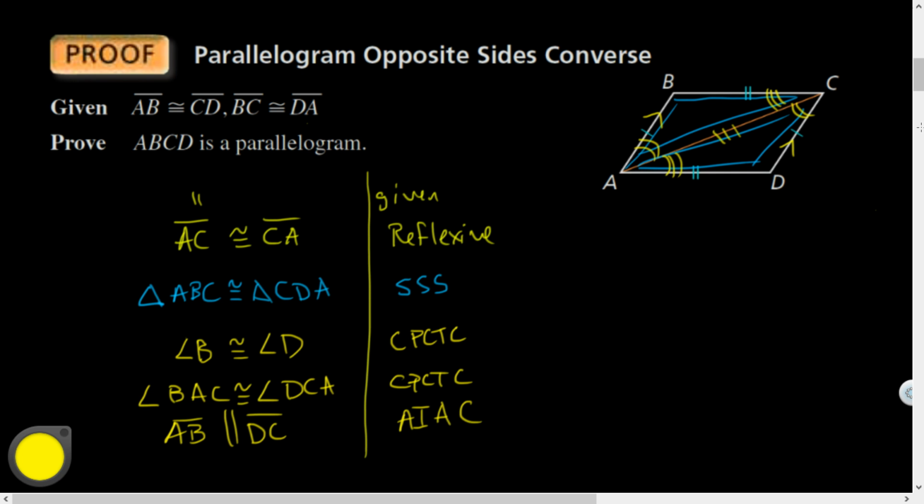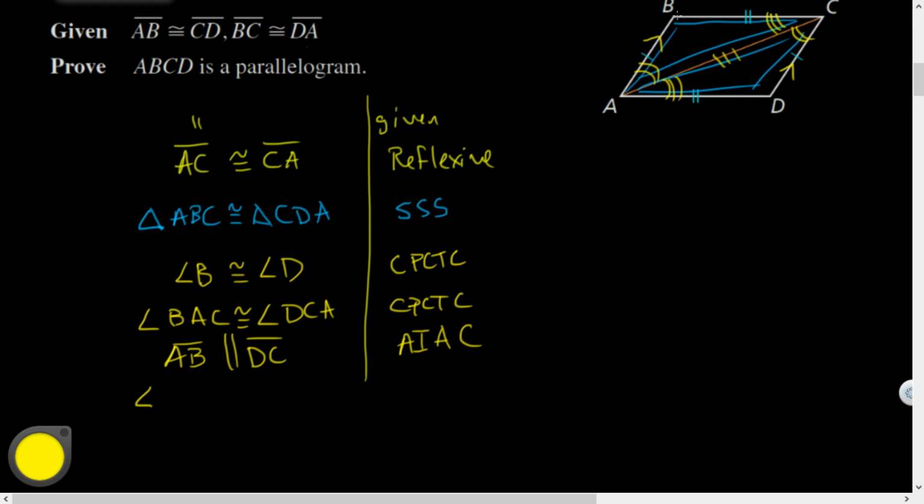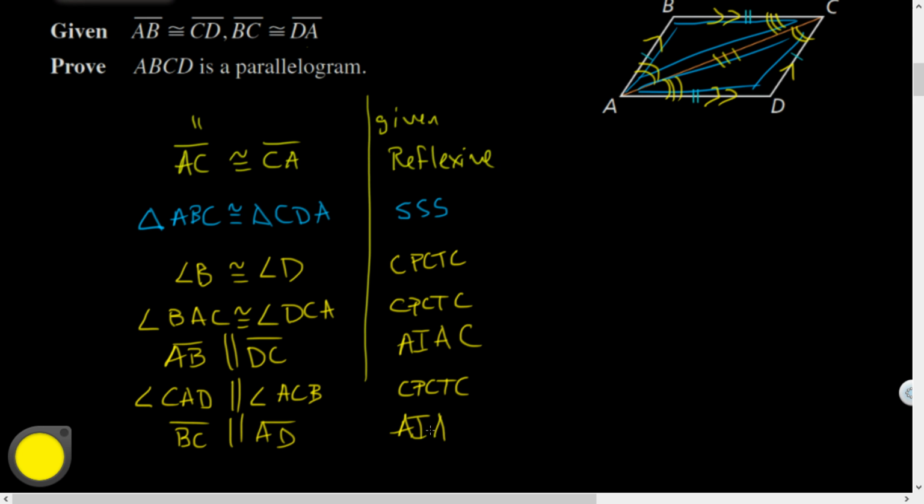And then by similar logic, I'd be able to say this angle and this angle are congruent. Who can give me the names of those triple arc angles that I just labeled? So, CAD, okay, CAD. I'm a fan of computer-aided design. And ACB, sure. And CPCTC is why that's true. And then I can prove that these are parallel using similar logic. BC is parallel to AD. I like it. And the reason: alternate interior angles converse.